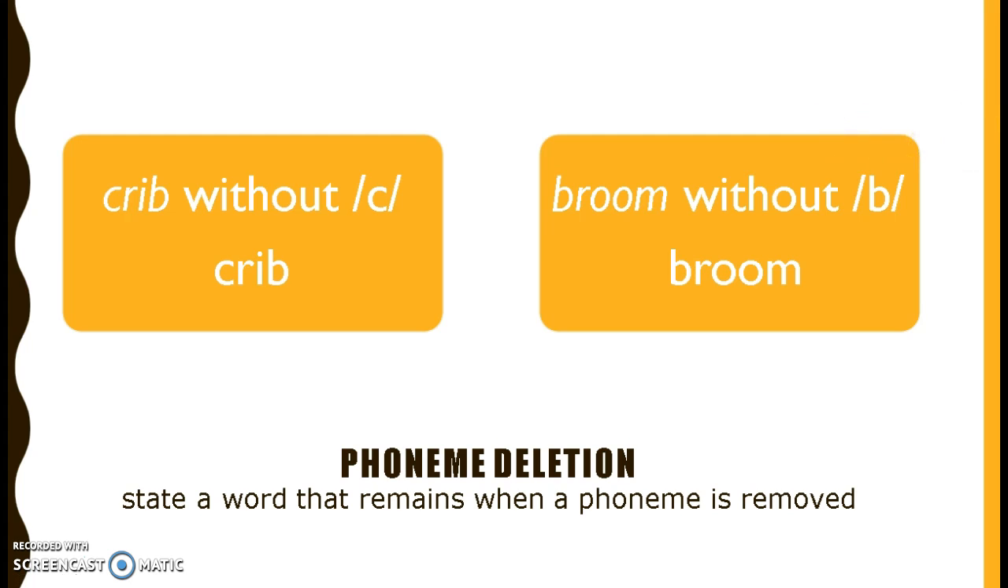In phoneme deletion, we state the word that remains after a phoneme is removed. So if we remove k in the word crib, we are left with rib. And if we remove b in the word broom, we are left with room.